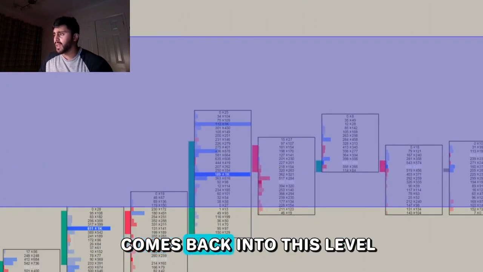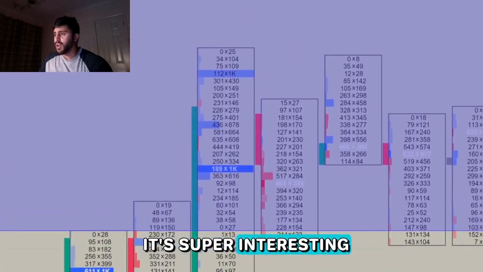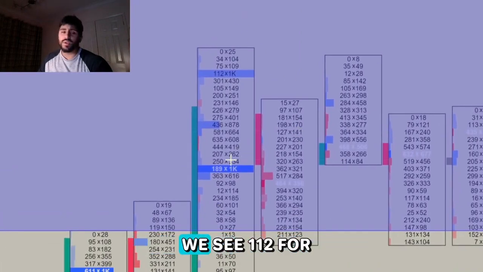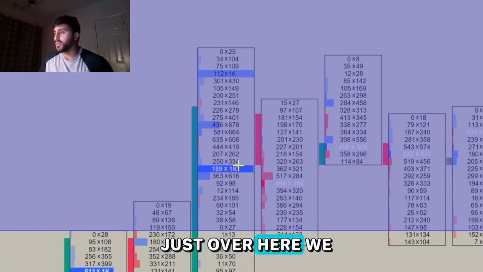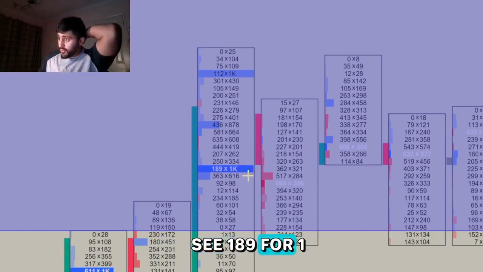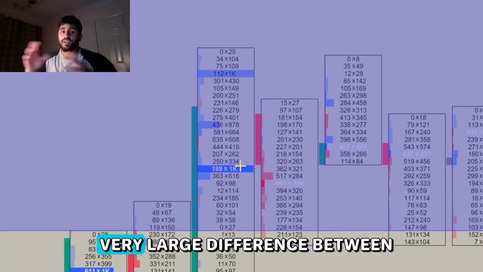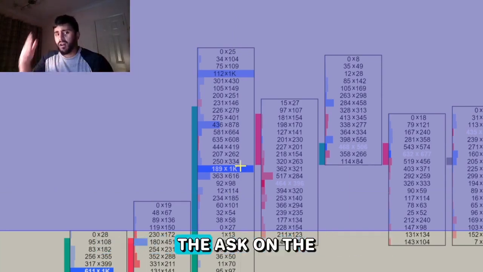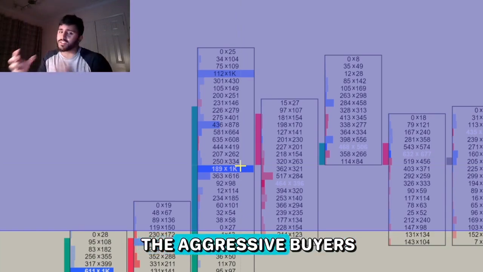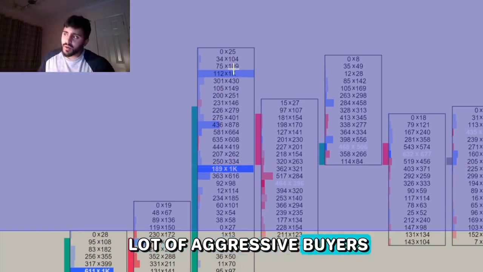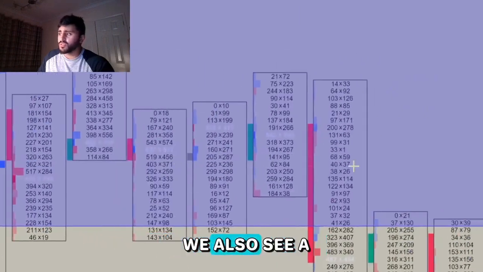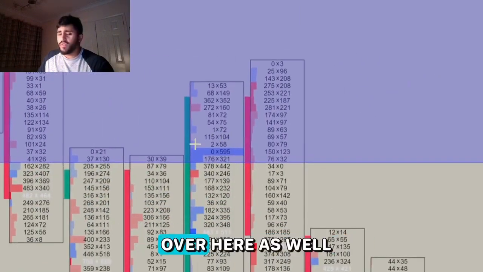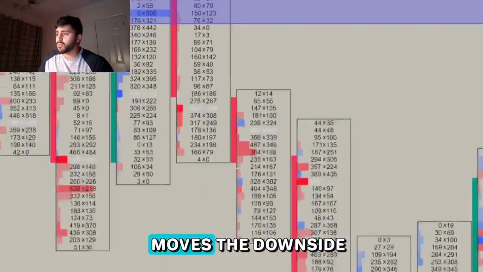So when the market comes back into this level, it's super interesting. I want traders to understand this candle. We see 112 for 1,000 or 1K just over here. We see 189 for 1K again. So we see a very large difference between the ask and the bid, right? The ask on the right hand side is the aggressive buyers. So we see a lot of aggressive buyers over here, and over here, and none of them are rewarded. We also see a ton of aggressive buying over here as well before the market aggressively moves to the downside.